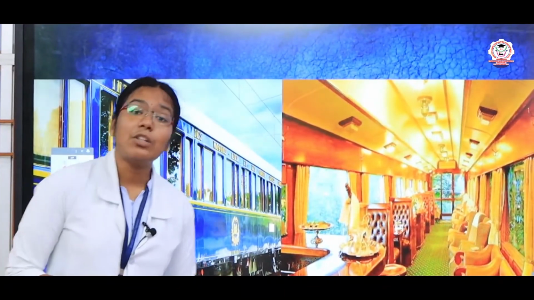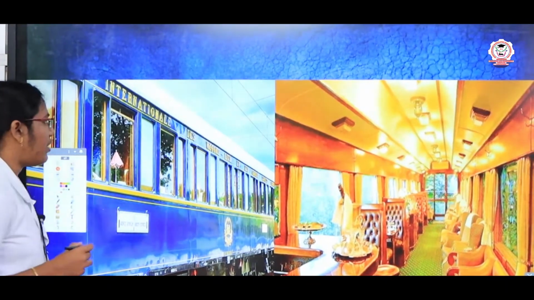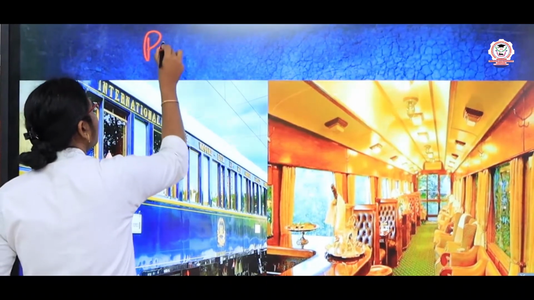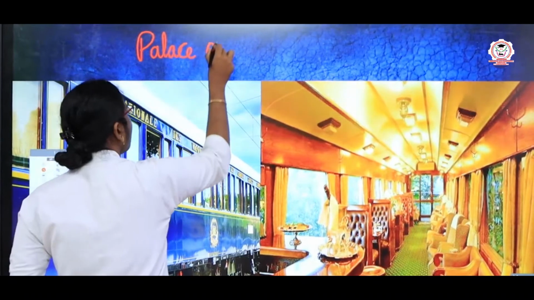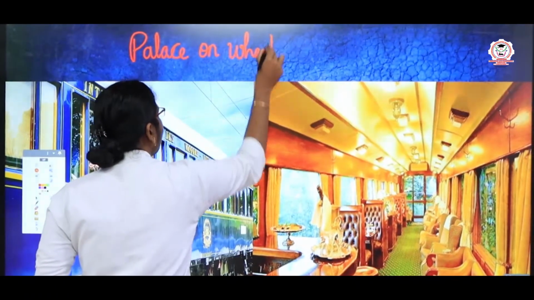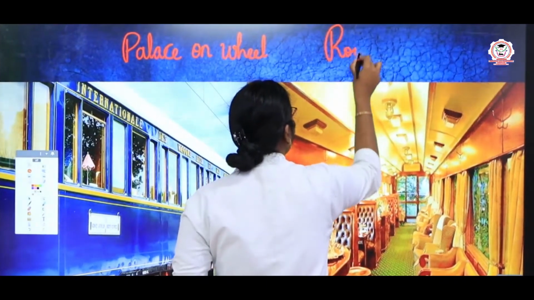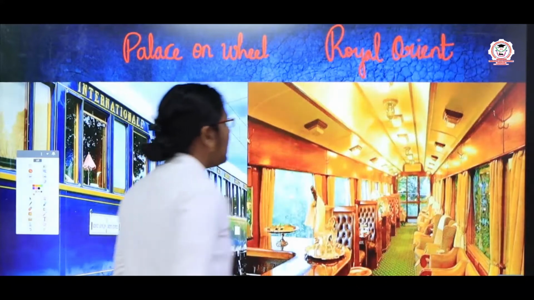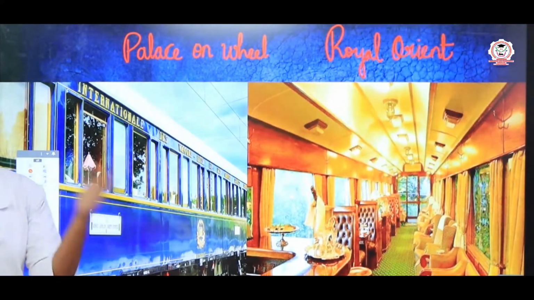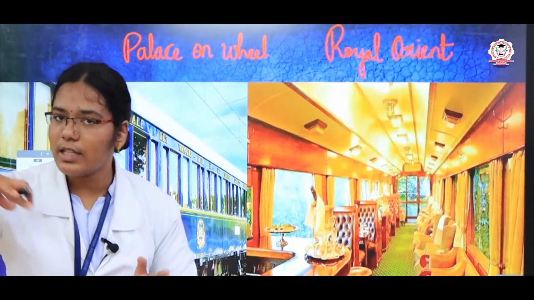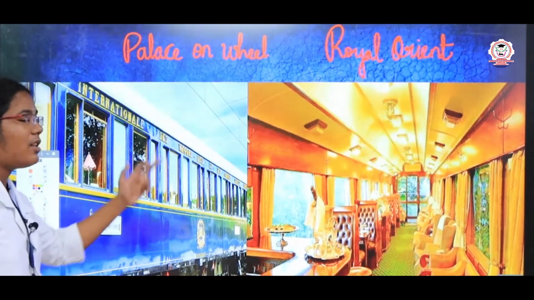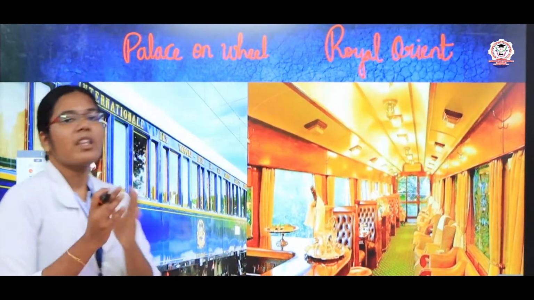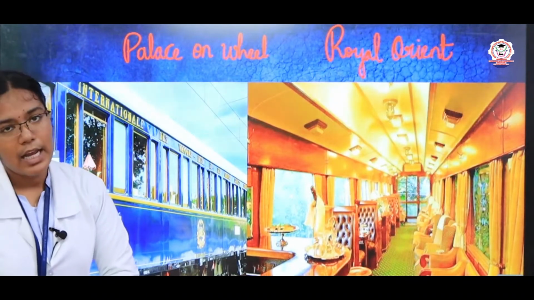Yes, we have some luxurious trains also. That is Palace on Wheels, W-H-E-E-L-S, Palace on Wheels and Royal Orient. So these are the two luxurious trains which are present in our country India. The Palace on Wheels train looks like a star hotel. If you went inside the train, it looks like a hotel. The Palace on Wheels train runs between Delhi and Agra, and the Royal Orient train runs between Rajasthan and Gujarat. So these are the two luxurious trains present in India.